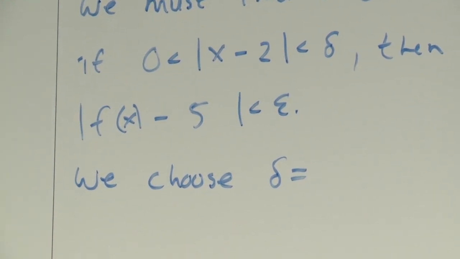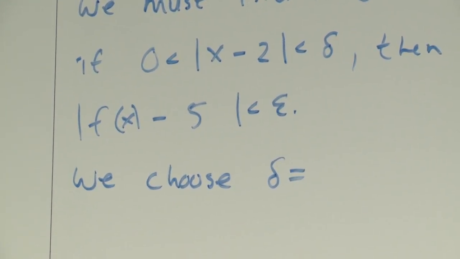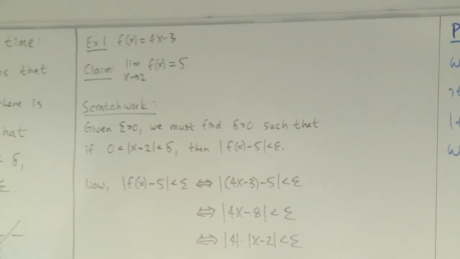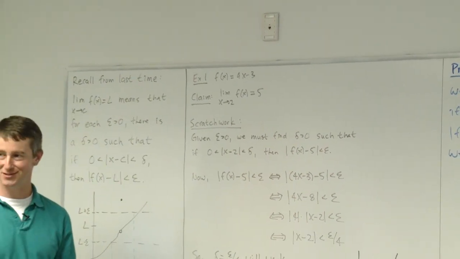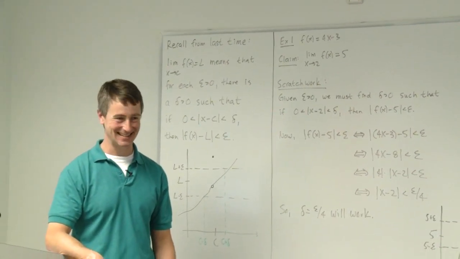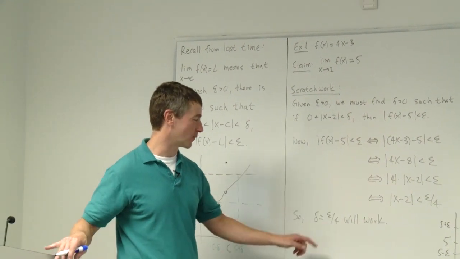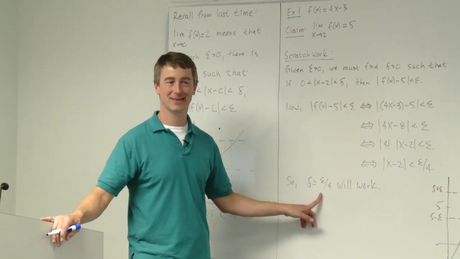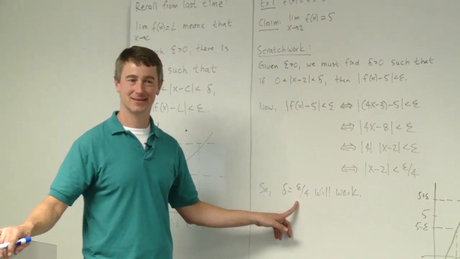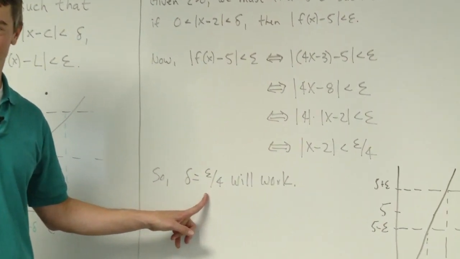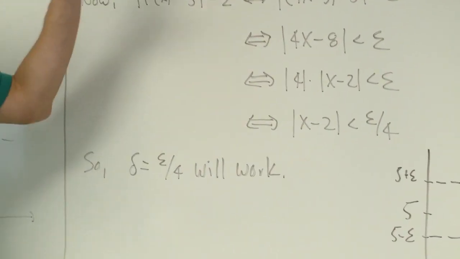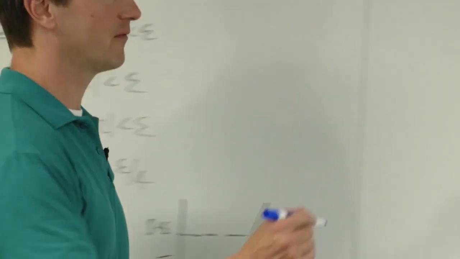Now we're going to choose delta. And the only reason we know how to choose the delta is because we've already done all of this scratch work, right? So the person who's reading this proof is going to think, wow, these people are geniuses. How did they know to choose that delta? It's because we did the scratch work. So what are we going to choose for our delta? Epsilon divided by 4, right? That's because we did this scratch work. Now we're going to reap the benefit of that scratch work.